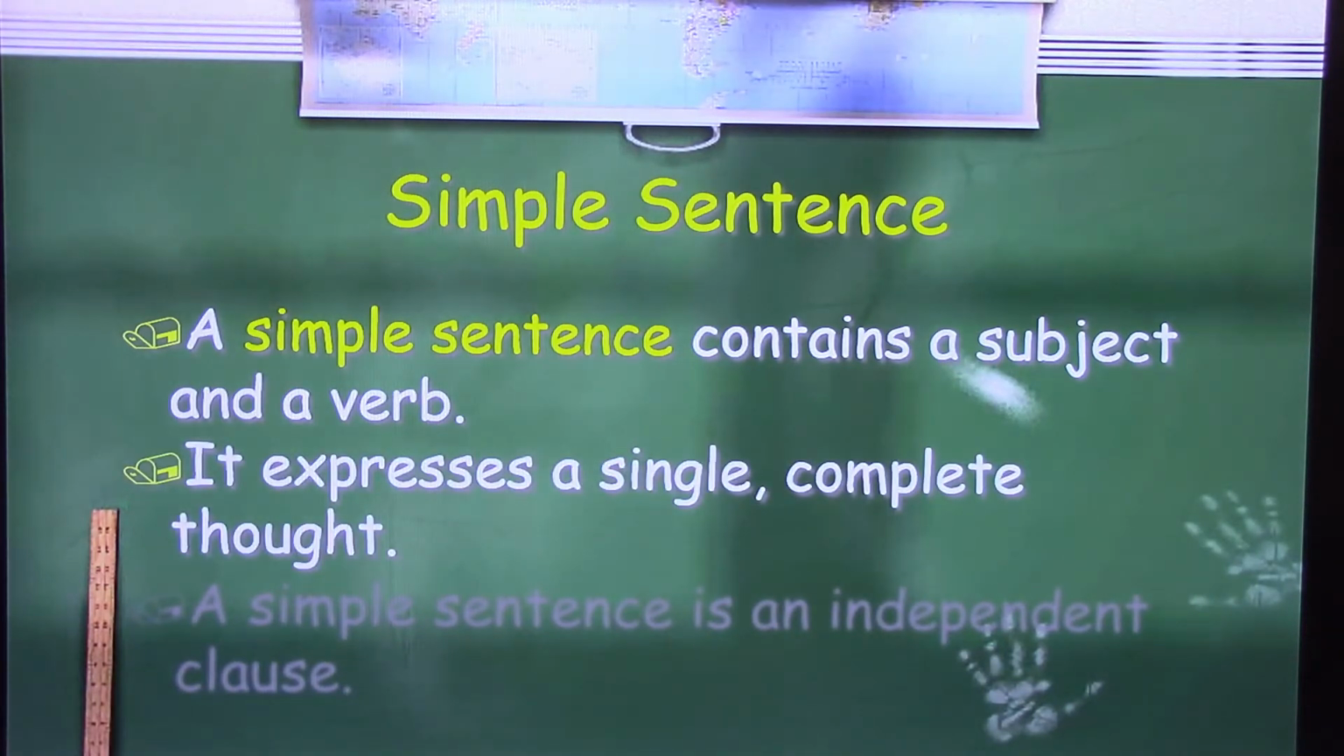Secondly, it expresses a single complete thought. A single sentence must have a single complete thought. What do we mean? This is a bit complicated. A simple sentence is a short sentence which is telling us one thing. You're not having many things in a simple sentence. It only tells us one thing.